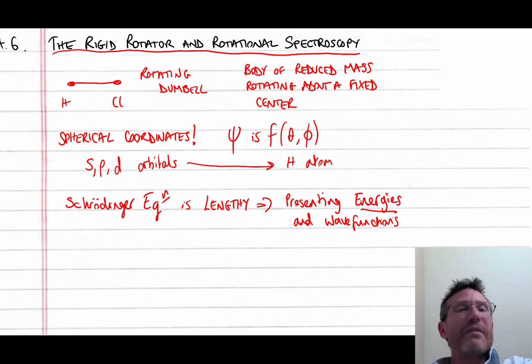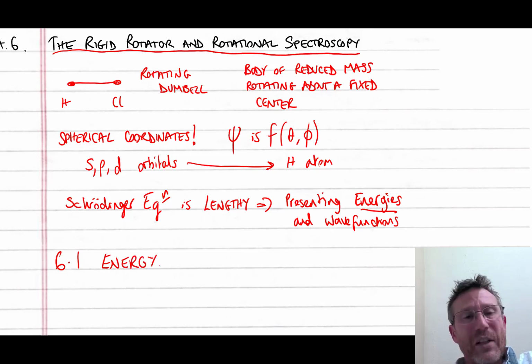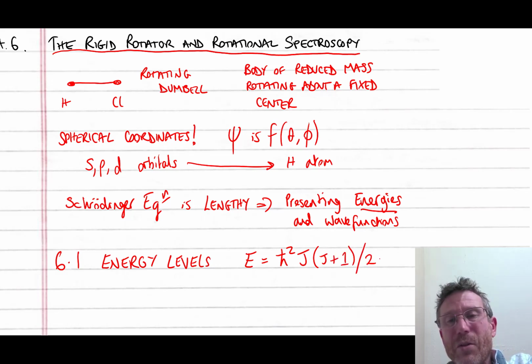So what we'll do first of all is jump straight into section 6.1 of the textbook, and that's called Energy Levels. So it goes directly into these energy levels and tells us right in that segment heading what those energy levels are. So E is equal to h bar squared J times J plus 1 over 2I, and we're going to find J ends up being a quantum number.